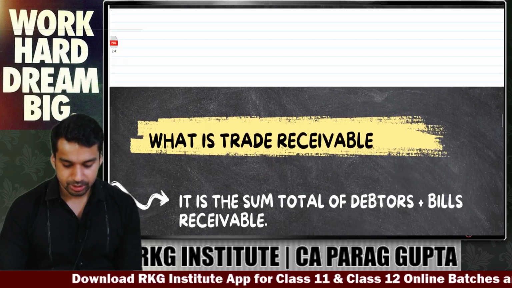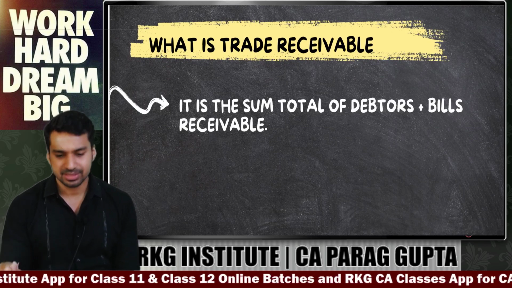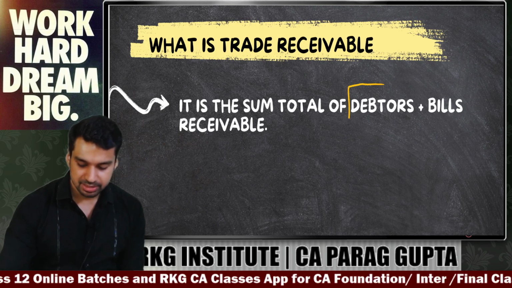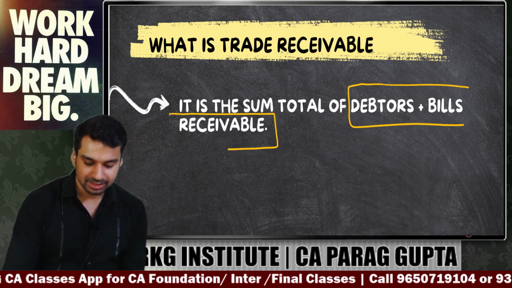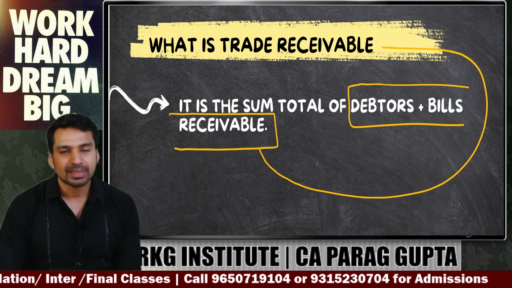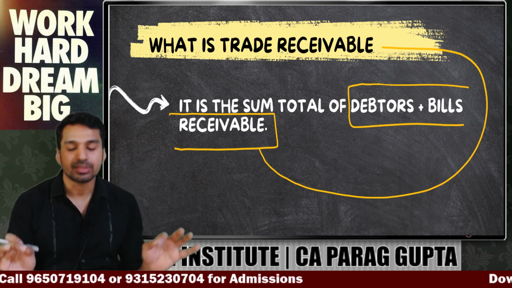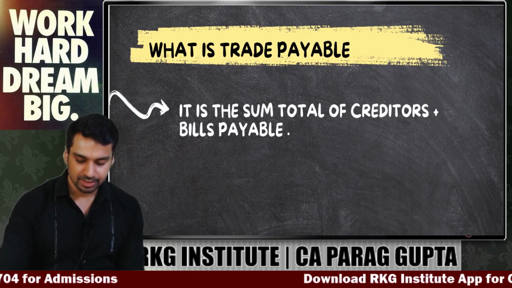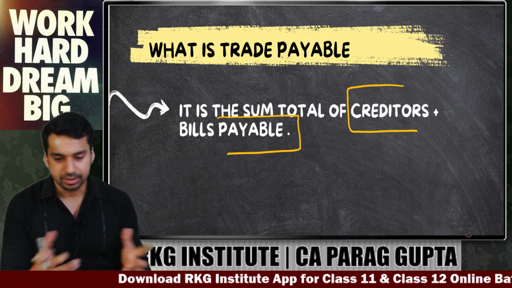Now let's take you to the new term. It is a very simple term having a mathematical formula, trade receivable. So we have understood the term debtor and we have understood the term bills receivable. Now when you make the sum total of these two, mathematically the sum total of these two is known as trade receivable. So it is a very basic mathematical formula. So trade receivable is total of debtors and bills receivable. Similarly, we can say trade payable. Trade payable is the sum total of creditors and bills payable. So it is also a mathematical formula term.